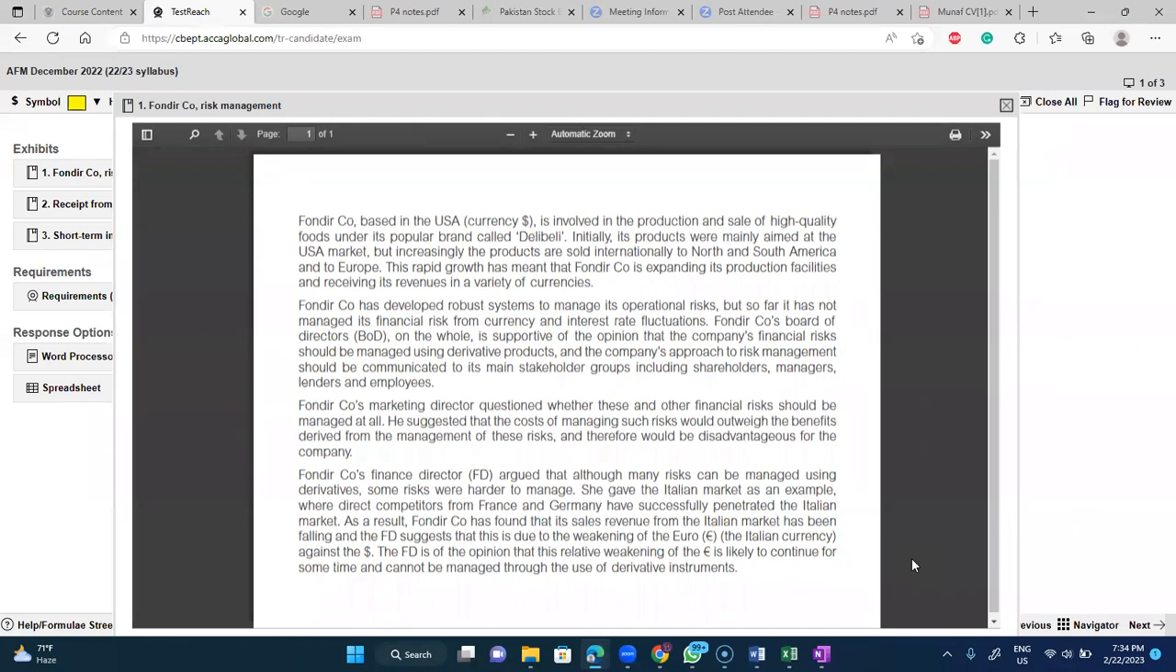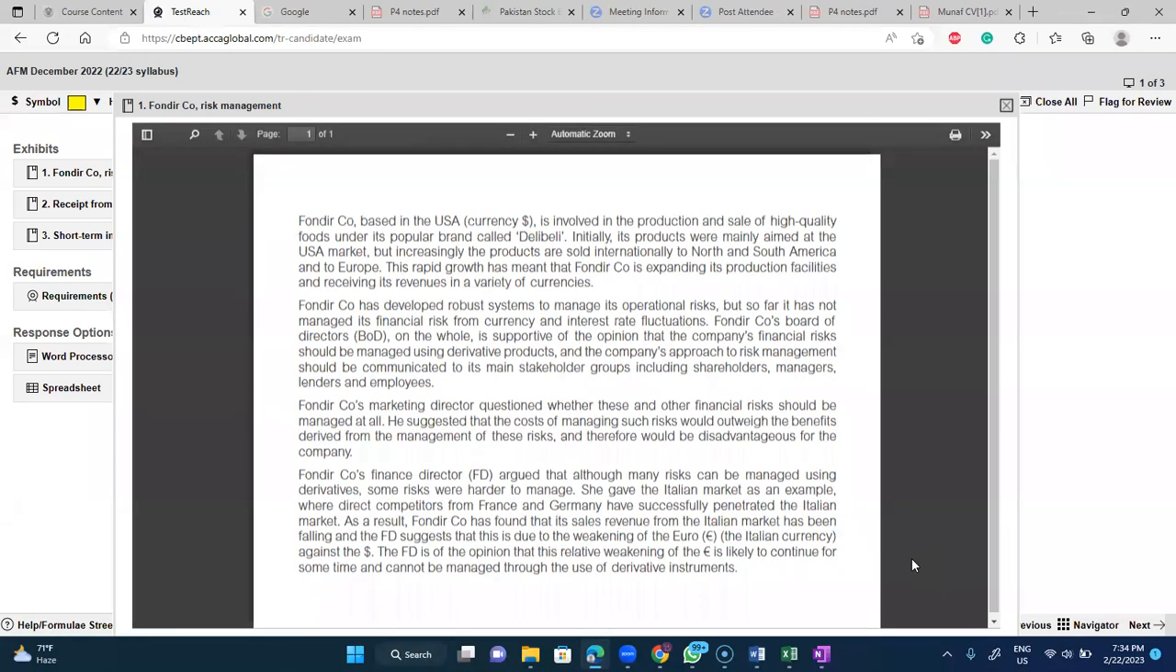This rapid growth has meant that Fondir company is expanding its production facility and receiving its revenue in a variety of currencies. Fondir company has developed a robust system to manage its operational risk, but so far it has not managed its financial risk from currency and interest rate fluctuation. Fondir company's board of directors on the whole is supportive of the opinion that the company's financial risk should be managed using derivative products, and the company's approach to risk management should be communicated to its main stakeholder groups, including shareholders, managers, lenders, and employees. Fondir company's marketing director questions whether these and other financial risks should be managed at all.